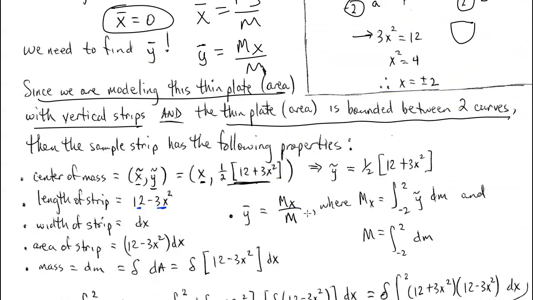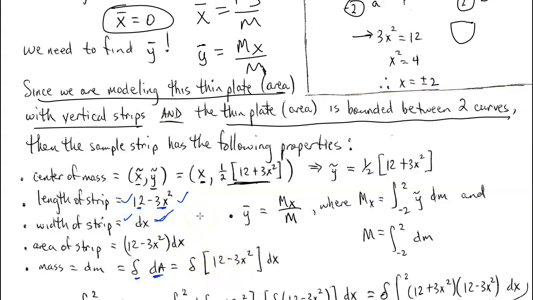Now the width of the strip, since we have vertical strips, is always just going to be dx. The area of the strip is just the length times the width of the strip. And of course, the differential mass, or the mass of the strip, I should say, is just going to be density times whatever this differential area is, which again is just the length here times the width there.